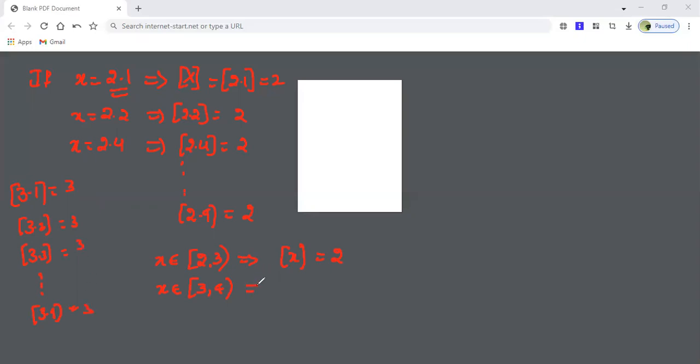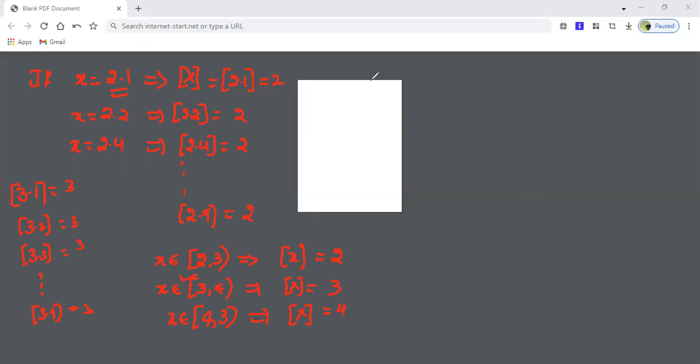So this implies the greatest integer of x, where it lies between 3 and 4, will be equal to 3. Similarly, x belongs to the semi-open interval [4, 5), this implies the greatest integer function of x will be equal to 4. So what exactly are we trying to do here? You take the interval where x belongs to this semi-open interval, and we have the greatest integer function like this.